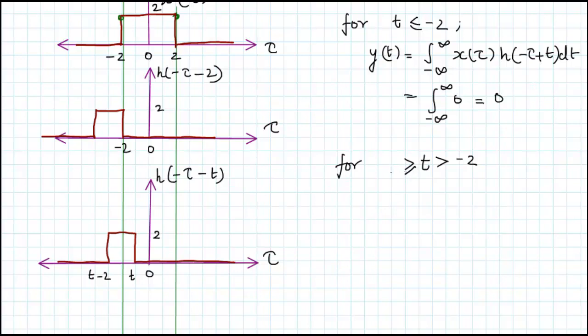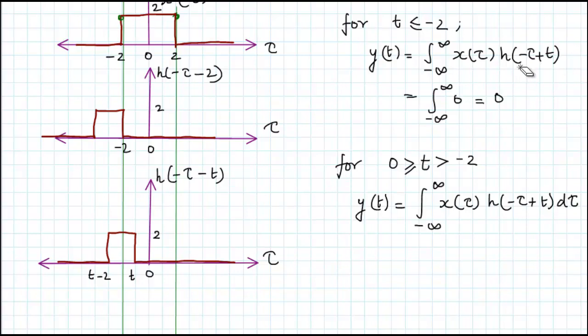so t greater than -2 and t less than or equal to 0, I am having this, and in that case y of t is going to be equal to, so let me write the equation, -infinity to infinity x of tau h of minus tau plus t d tau. This should be d tau. I have wrongly written here dt, it is d tau, sorry. Yeah, so that will be equal to how much?